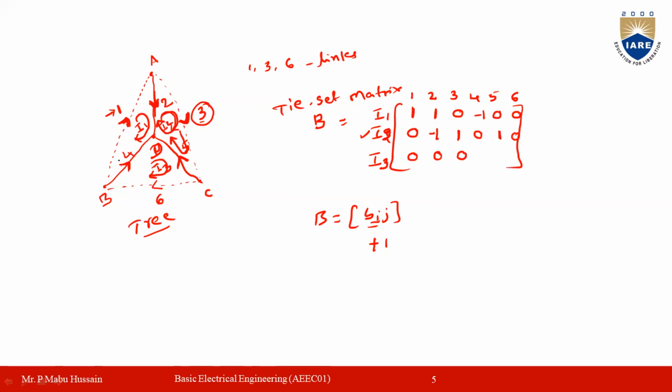Now if you observe the fourth branch, its current is going in this direction, and our loop current direction is also in the same direction, so it will be +1. Now if you observe branch 5, this current will be in the opposite direction, so for 5 you will get -1. If you observe the 6, the 6 is the link current, and this loop current is in the same direction, so here also you will get +1 only. Now this is the tie set matrix.